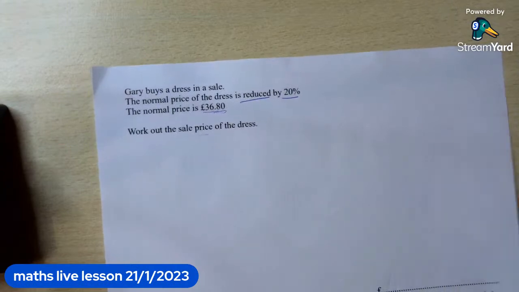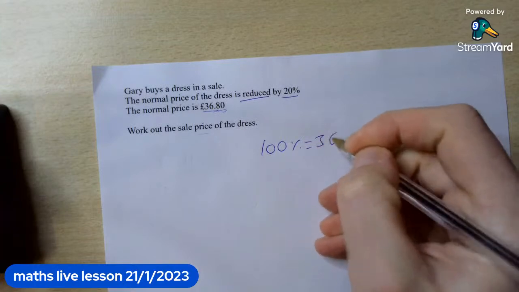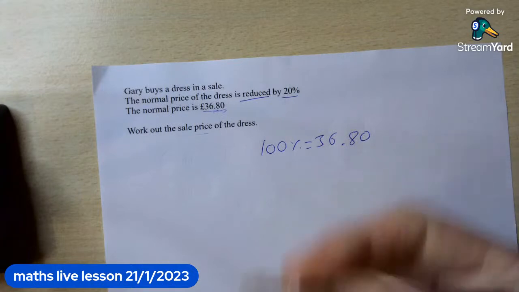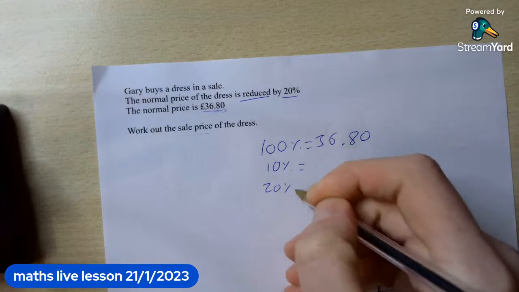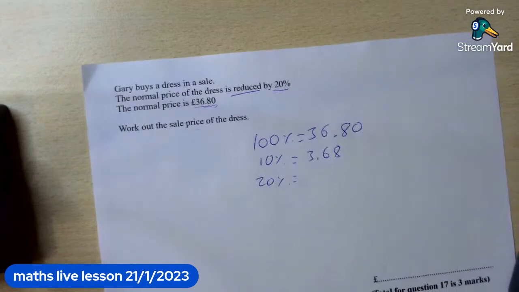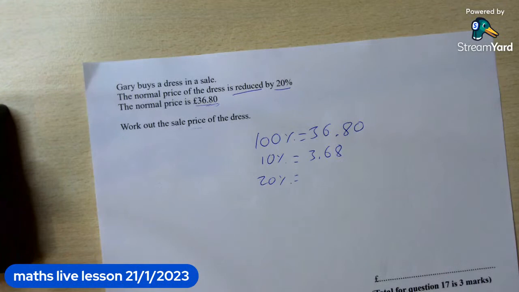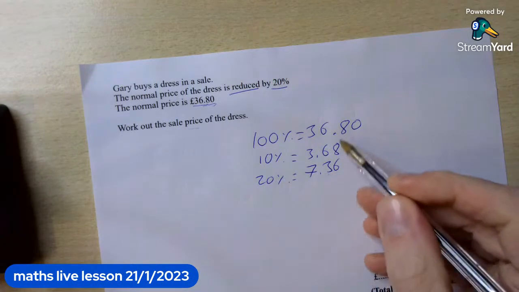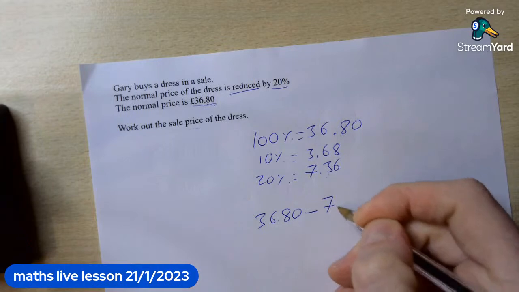So this, in real life, you see this all the time. So, 100% equals £36.80. So we want to take off 20%. So an easy way we find 20%: we get 10% first, which will be £3.68. And if we double that, I'm just using my calculator because it's a bit quicker, which is £7.36. Then all we're going to do is take that away from that. So £36.80 subtract £7.36.